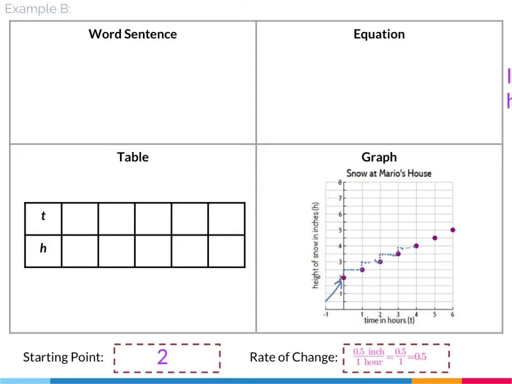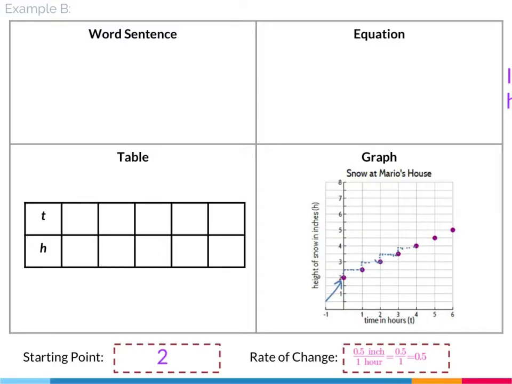So now that I have that information, let's put together our table. Because our table is going to be the next easiest thing to look at, because I need to come up with points. They already gave us points. They're the points on the graph. So let's use them.